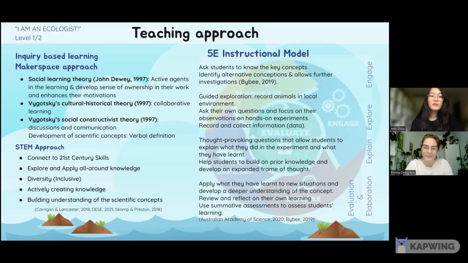So, based on the STEAM approach, we arrange making and hands-on activities for students to literally construct their own knowledge and understanding. This approach combines science, technology, engineering, and mathematics, so students have the opportunity to apply all-round knowledge.